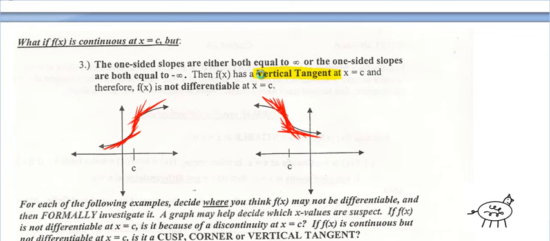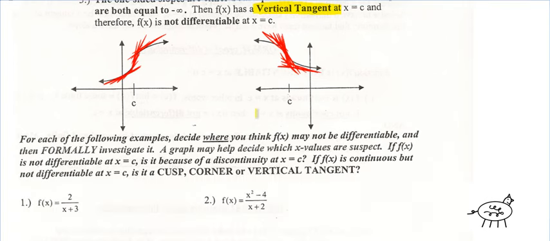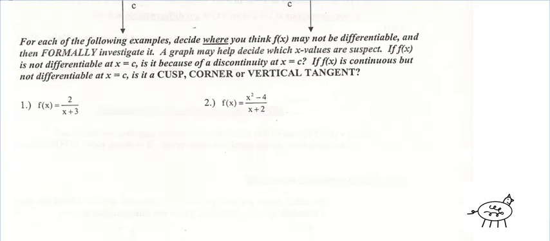So first we need to check for continuity, and then we can have one of three things here. I even tell you down here. For each of the following examples, decide where you think f of x may not be differentiable, and then formally investigate it. Okay, remember, you've got to check if it's continuous. That's the first thing. If it's not continuous, then it's not differentiable. And then we're going to check the limits. We're going to check the slopes on either side to see what's going on and to see if it is differentiable. And you're either going to tell me it's a corner, a cusp, or a vertical tangent. Okay? So let's start out with our first example.